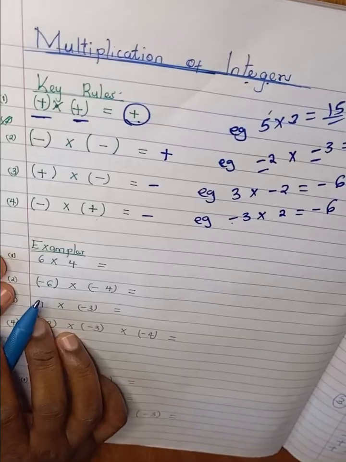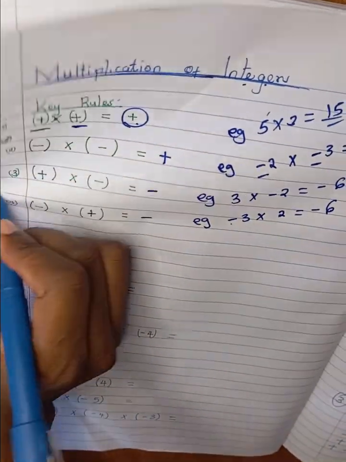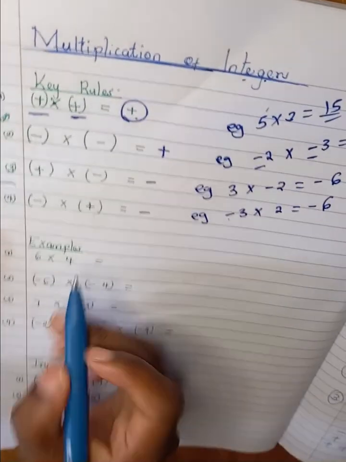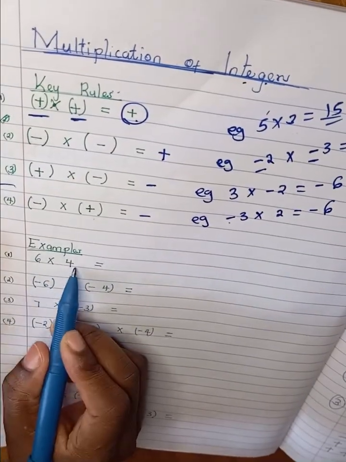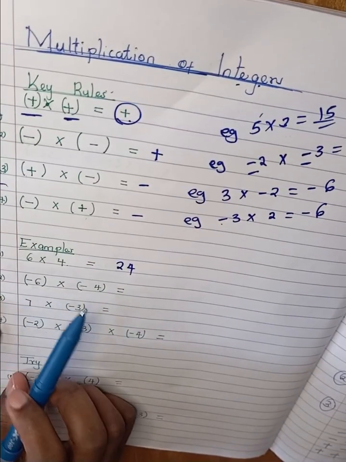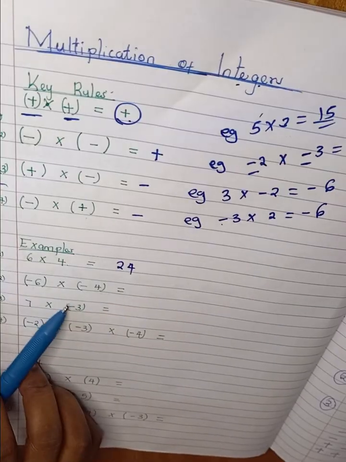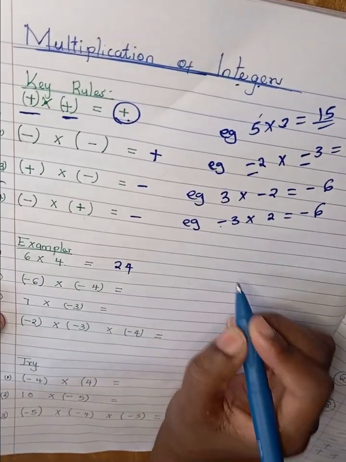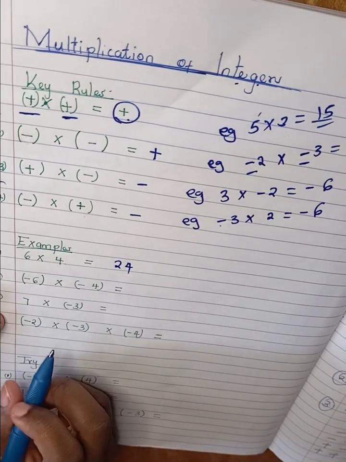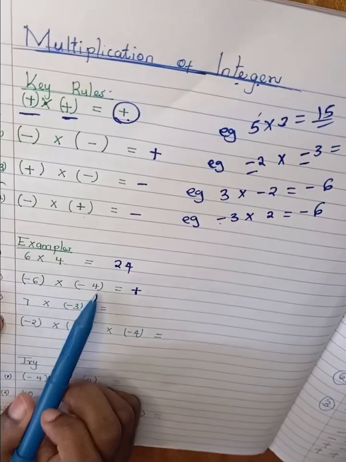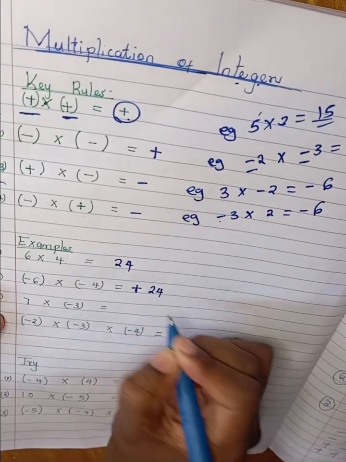We can go straight to examples. As long as you know these four rules, you are good to go with the topic. We have an example here. 6 times 4, everyone knows that it's a positive 24. We have another question here, negative 6 times negative 4. As you said, when you are multiplying two signs that are the same, either positive or negative, the answer will always be positive. So here our answer will be a positive one. 6 times 4, that is 24.